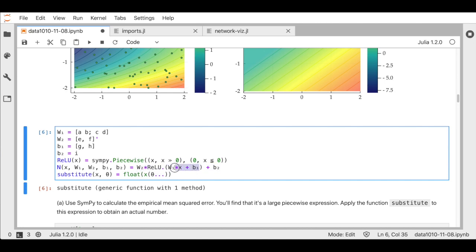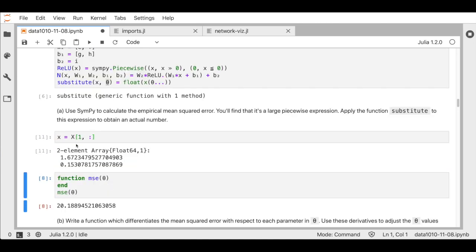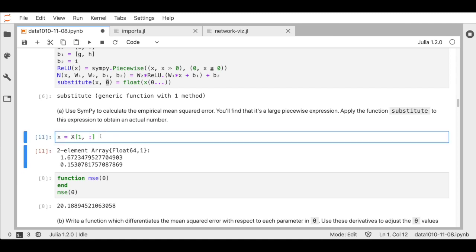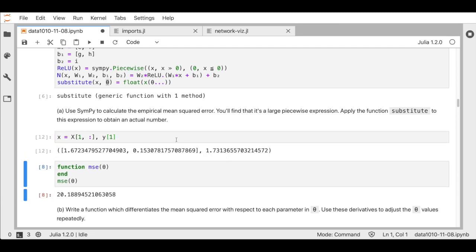We do w1x plus b1, then we do a component-wise ReLU, and then we multiply that by w2 and add b2. And then we'll just write this function substitute to simplify the process of substituting our actual values in. So if you recall, theta is going to be a dictionary storing our current parameter values. So if we let little x be the first row of x, that's an example of a training observation. And then y of 1 is the corresponding response, 1.73 in this case.